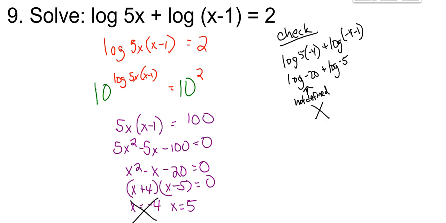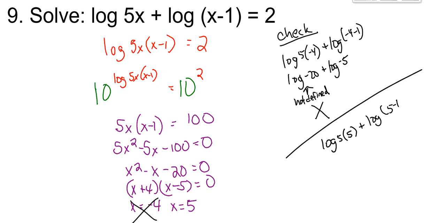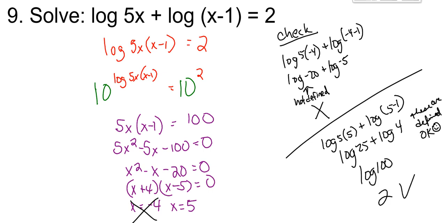Then we still want to check 5, and we get log of 25 plus log of 4. Those are both defined, so we're okay, which is then log of 100, which is 10 to the what equals 100, and it's 2. So that is problem number 9. Then we're going to move on and have an application problem. Oh, and I put my check mark there.